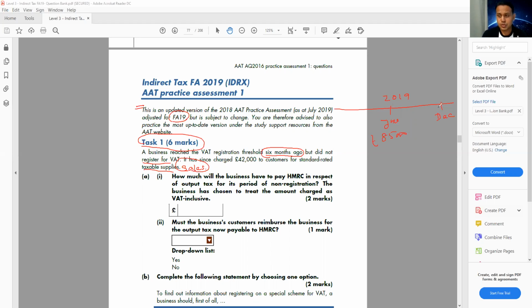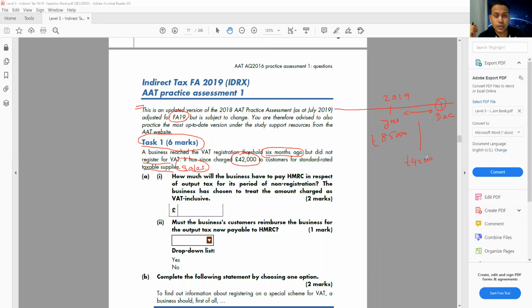So what will happen? Because we are in December, how can we solve this issue? The only way is that HMRC will tell you how much sales you made between June and December. The answer is here, 42,000. So this company made sales of 42,000 pounds from the date they were supposed to register for VAT, but they didn't register. From that day till now, they charged 42,000 to the customers as sales.